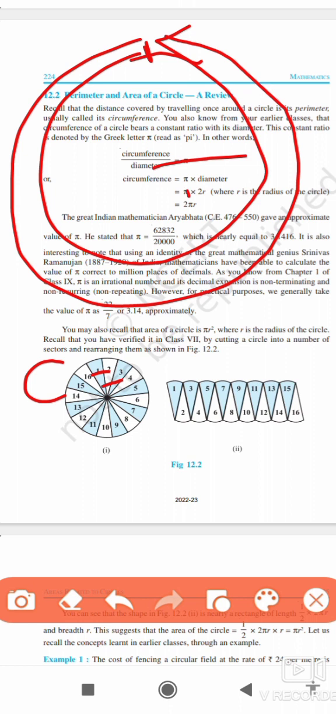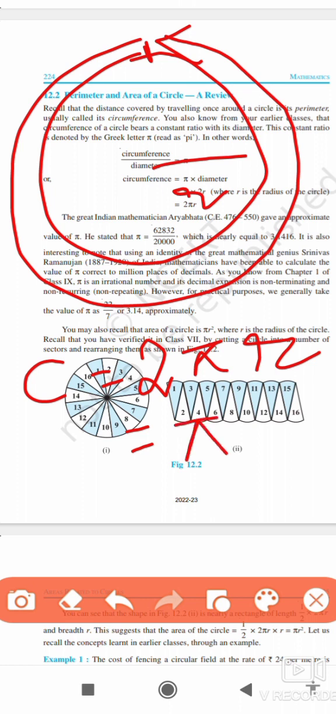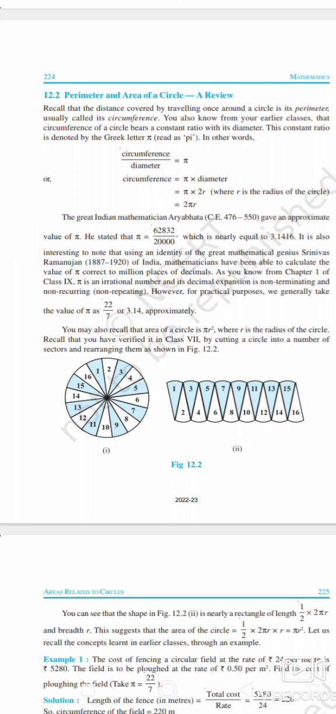If this is the radius, then my formula of circumference is 2 pi r. As 2r is twice the radius, which is the diameter, I can also give this as pi d. So this is what I call the perimeter of the circle, or I can say the circumference of the circle.